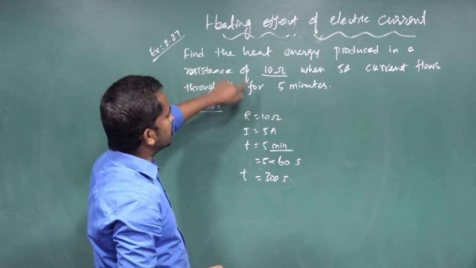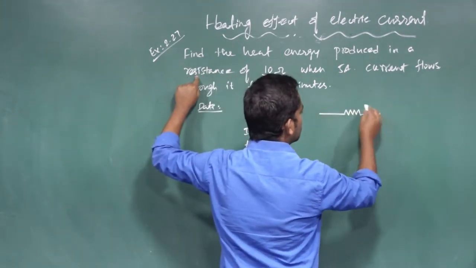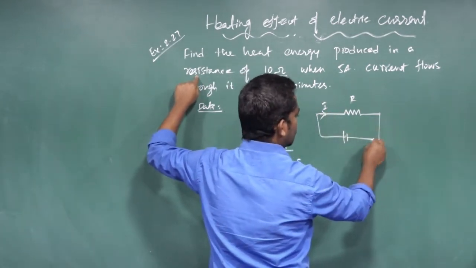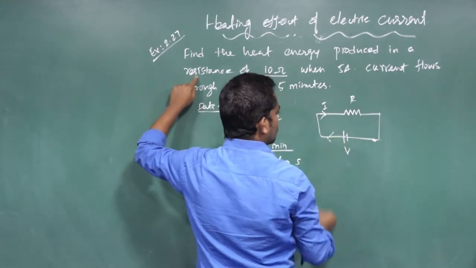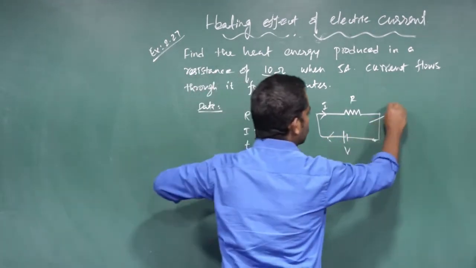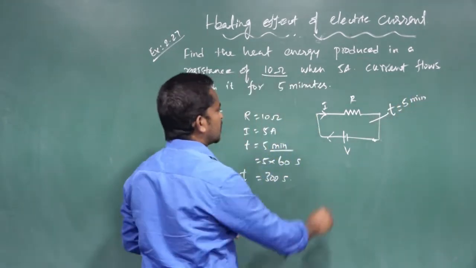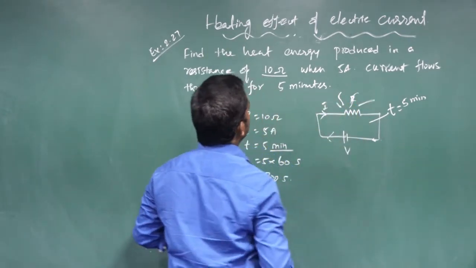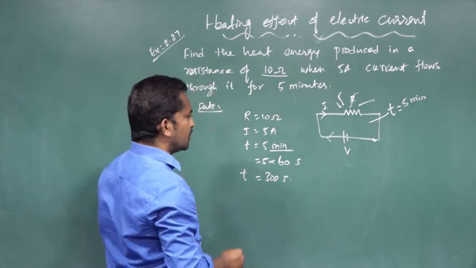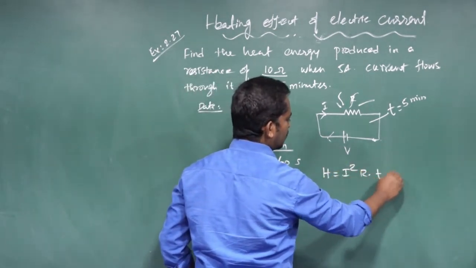So, to find the heat energy produced in a resistance R, the flow of current is I, the applied voltage, potential difference, is V, and there is a resistance value. I want to calculate for a time t equal to 5 minutes the heat energy dissipated from the resistance. To find the heat energy produced in a resistance, you know well, H is equal to I square R into T.